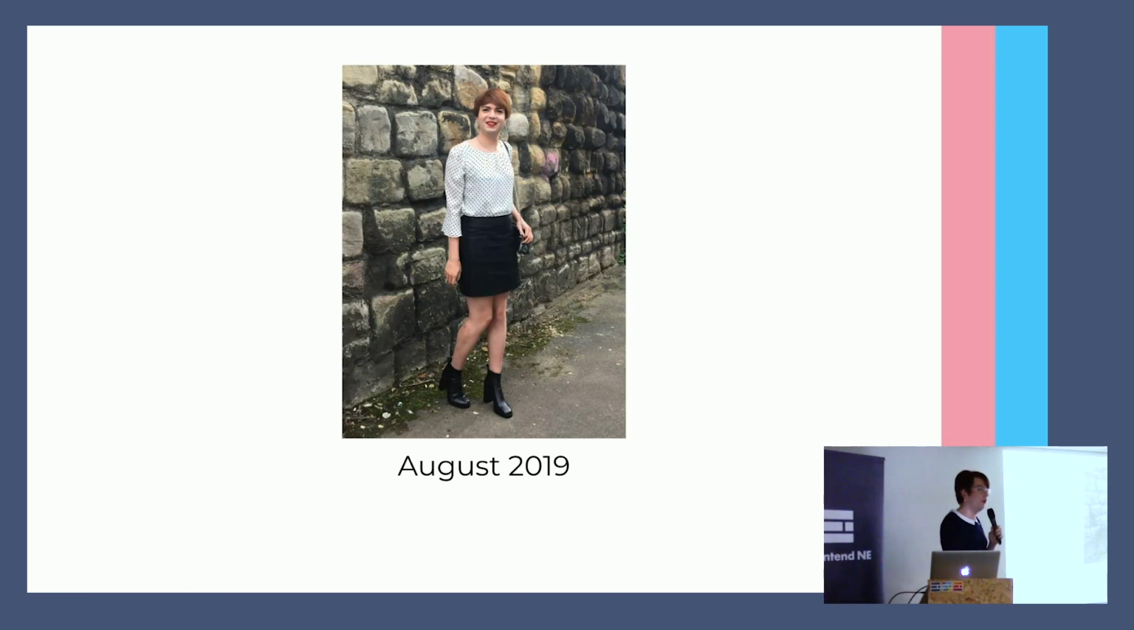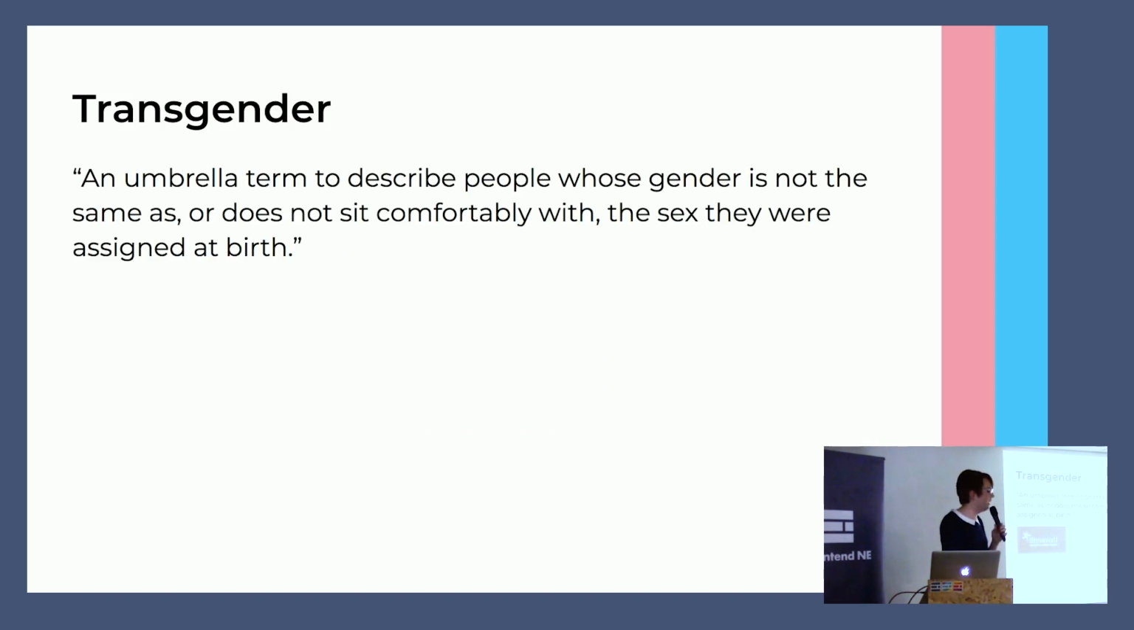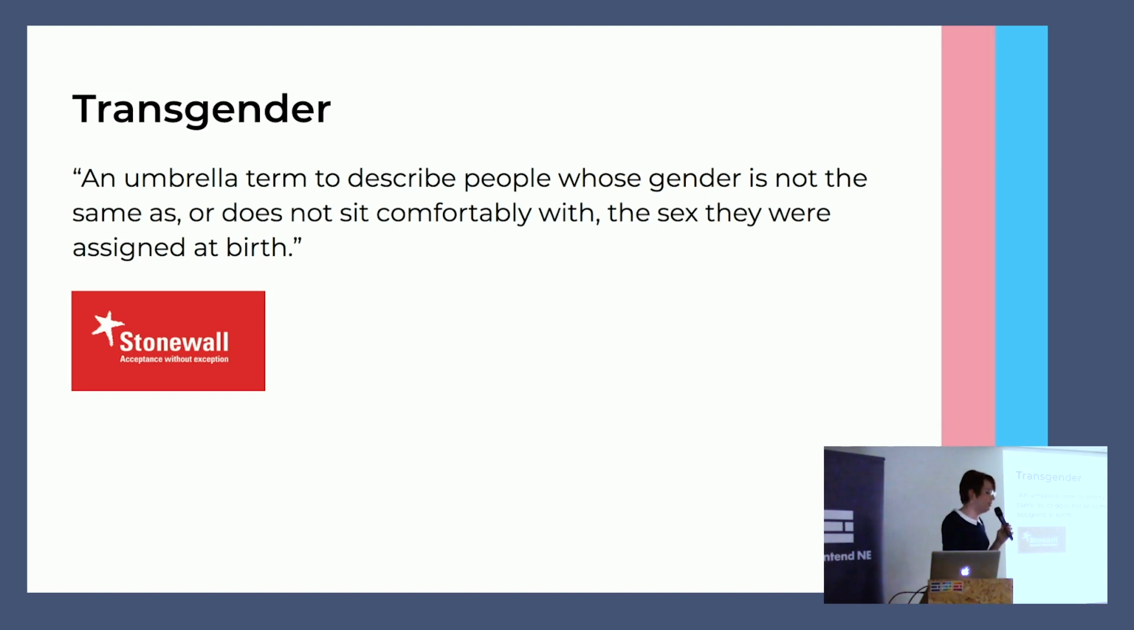For those who aren't in the know, let's talk about some terms that are going to pop up throughout this presentation. First off, what is transgender? Here's a very wordy definition from Stonewall, one of the more prominent equal rights charities. It's a term that describes people who don't necessarily identify strongly with their birth gender, or sex specifically. Sex is a biological thing, so this is kind of DNA-wise who you were born as, and gender is more an identity. It's how you think about yourself.